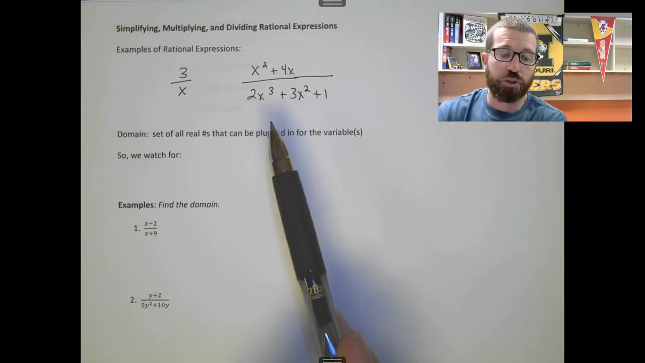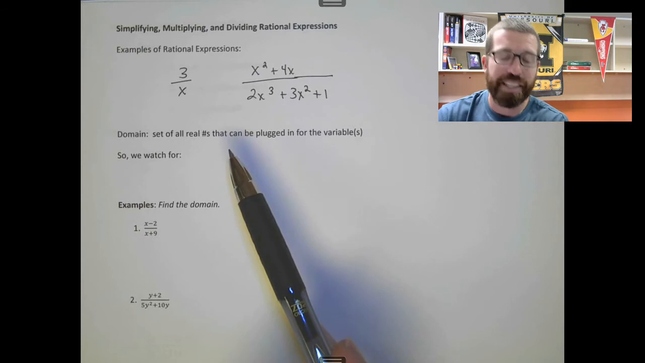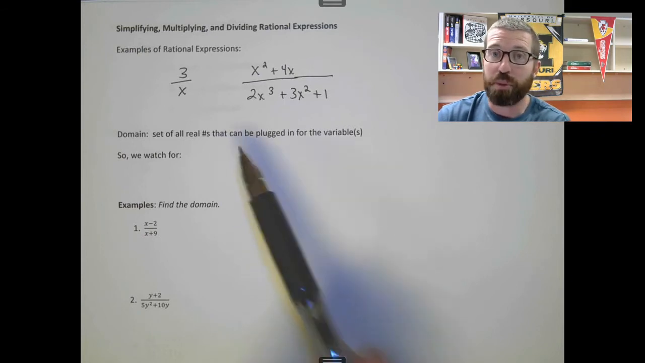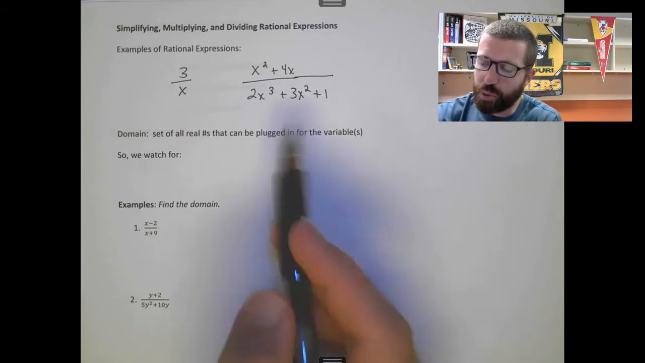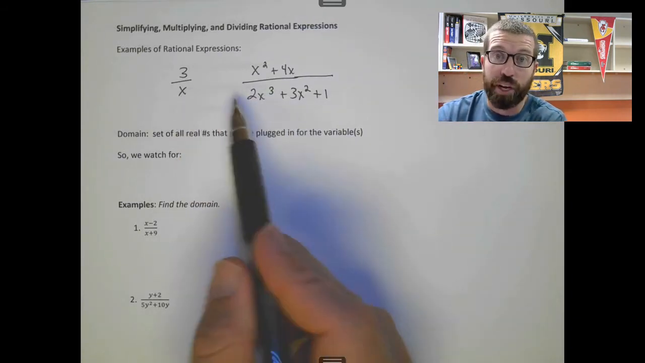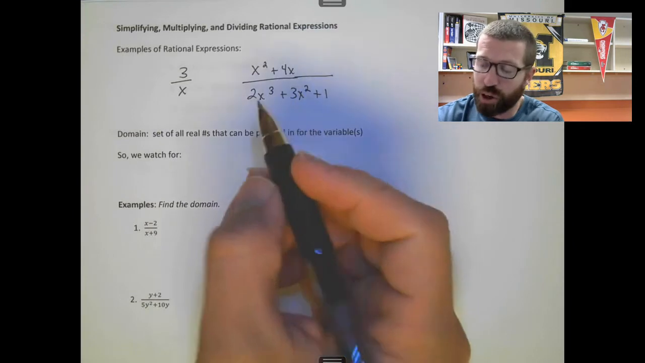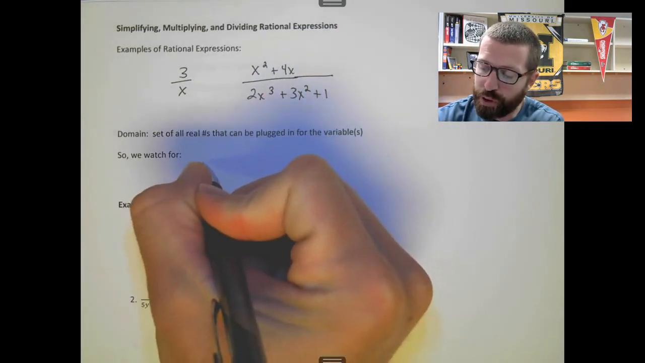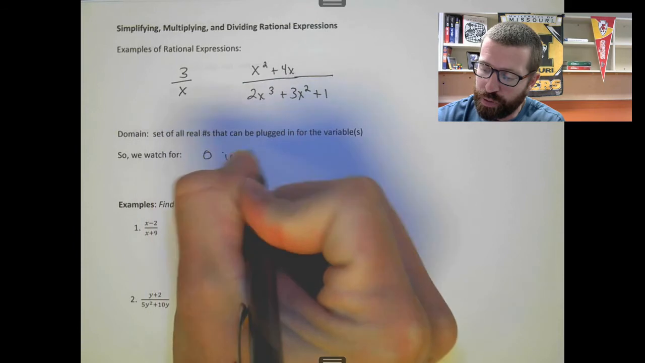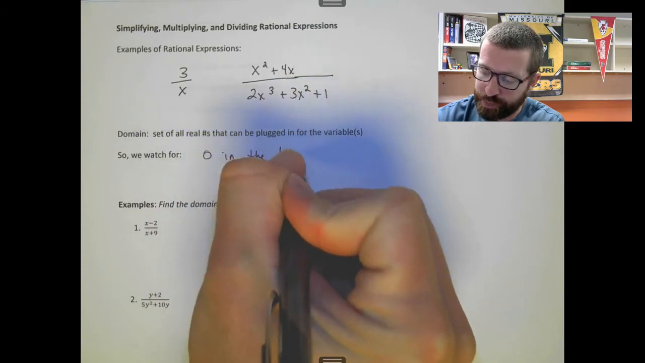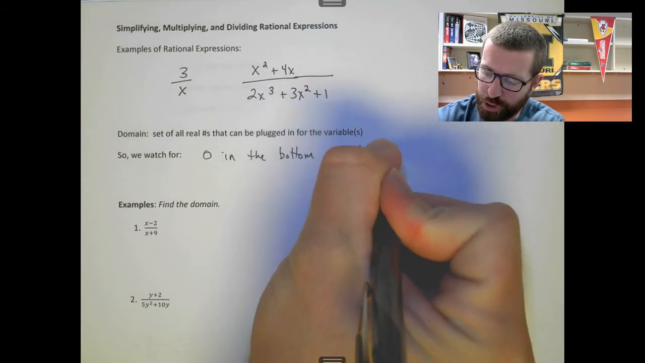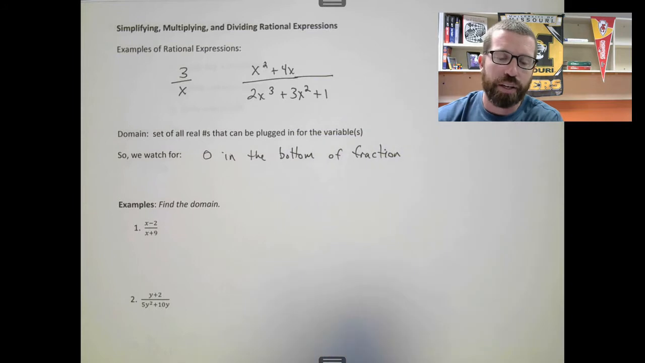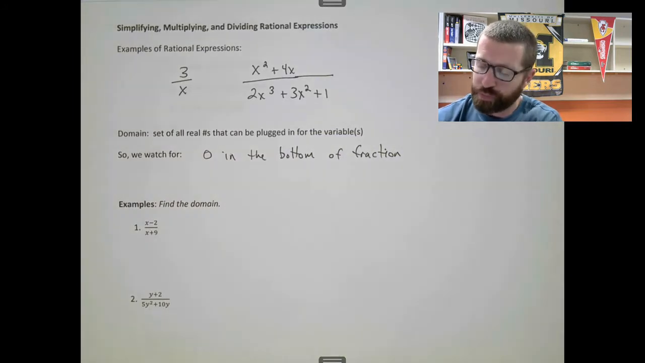Okay, whenever you see rational expressions, something you need to think about is domain. The domain is the set of all real numbers that can be plugged in for the variables, is one definition. It's all the possible inputs. It's all the places the function is defined. So with the rational function, we're doing division, right? And so we cannot divide by 0. So we need to watch for 0 in the bottom of the fraction, because that will give us problems. That's where the values are not part of the domain.